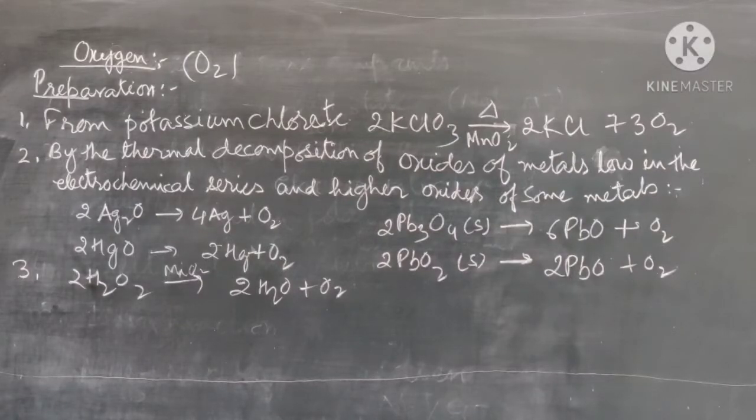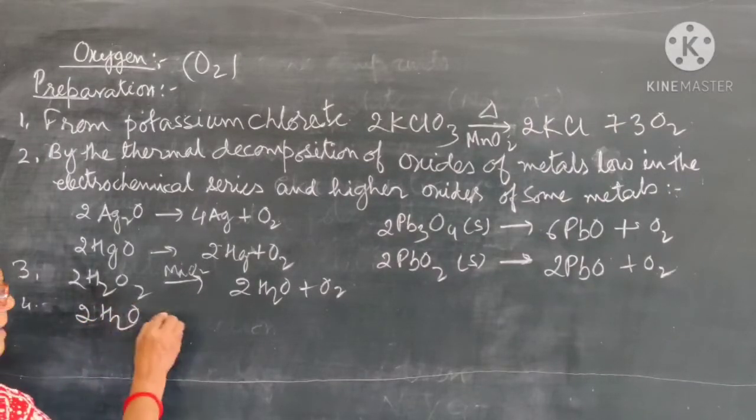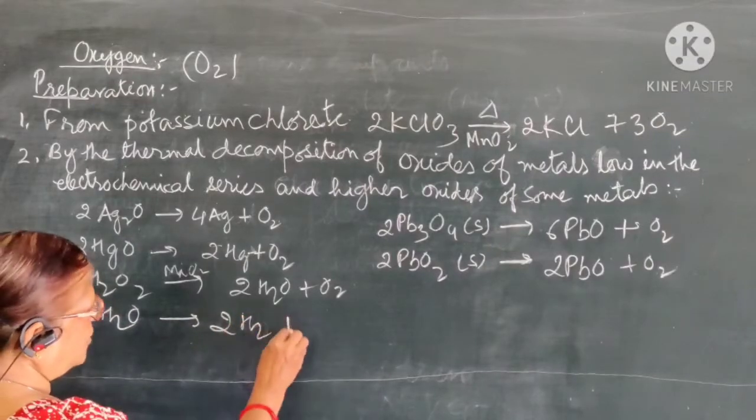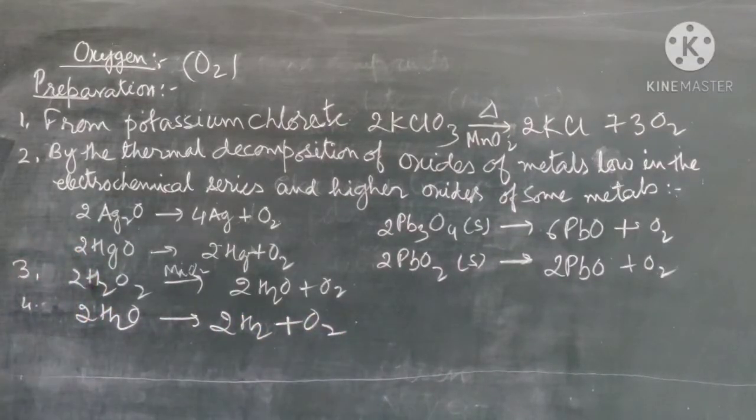Now fourth, we can prepare it by the electrolysis of water. You have studied that when we electrolyze water, the water decomposes to form oxygen and hydrogen gas. On a large scale, oxygen is prepared by the electrolytic decomposition of water. When we pass electricity through water, it decomposes. We can write 2H2O, and when we pass electricity, it is converted into hydrogen and oxygen. So this is by the electrolysis of water.